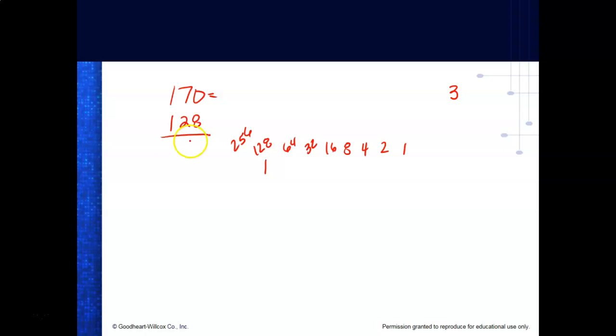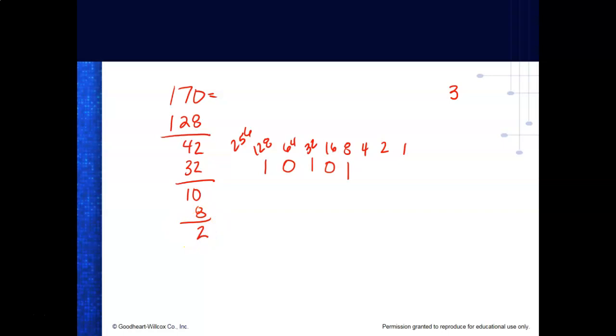What's that? 42. Can I subtract a 64 from 42? So I'll put a what here? Can I subtract a 32 from 42? So I'll put a 1 and I'll subtract 32. What does that leave me? 10, yeah. Can I subtract 16 from 10? No. Can I subtract 8 from 10? Yes. Put a 1, subtract 8. What does that leave me?